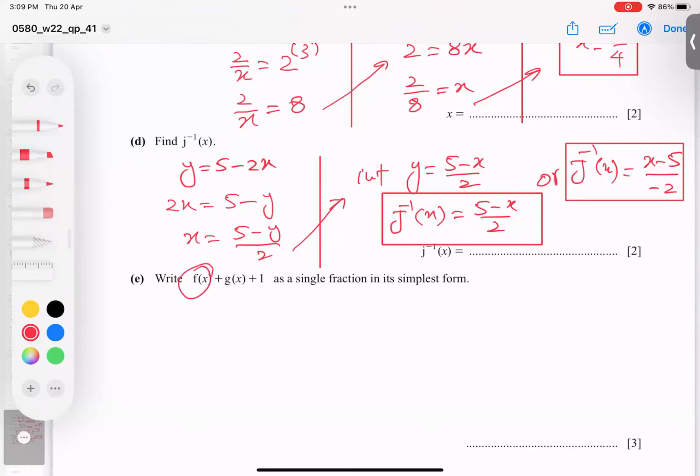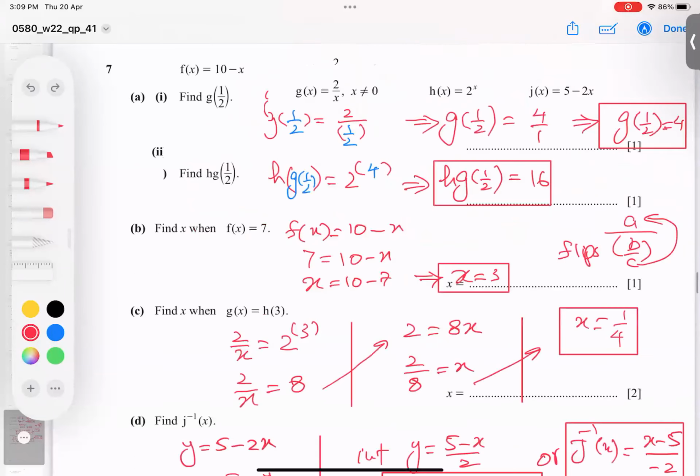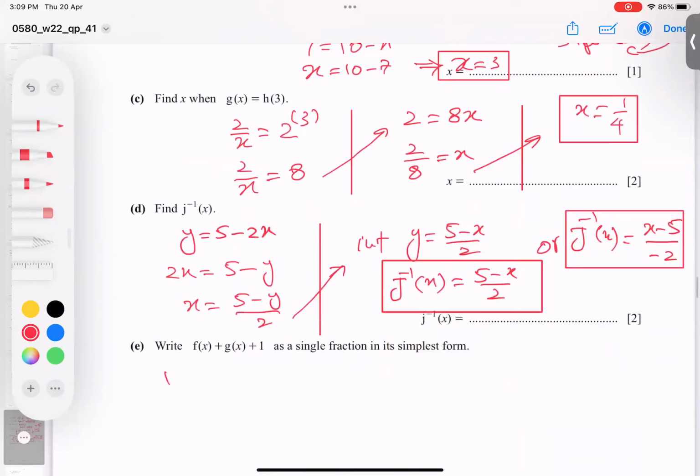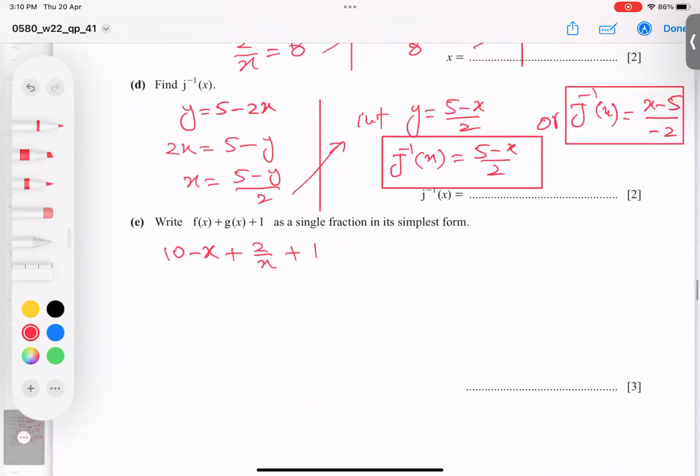What about this? Here I'm copying the f value, then the g value, and then plus 1. The f value is what? 10 minus x. So I'm copying here 10 minus x. The g value is what? 2 over x, and plus 1. Now here I have seen some students make mistakes. 1 plus 10 gives you 11 minus x plus 2 over x. You can add them at the beginning or at the end, so no effect will come.